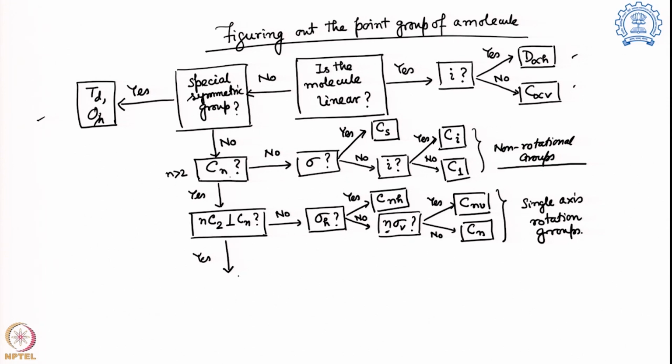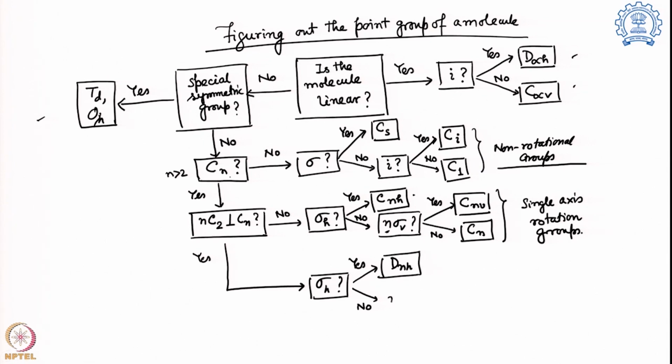The next question we are going to ask is very similar to what we asked for the Cn point group. Do you have sigma H present? And then the answer can be yes or no. If the answer is yes, it belongs to point group DnH. You can see the similarity.